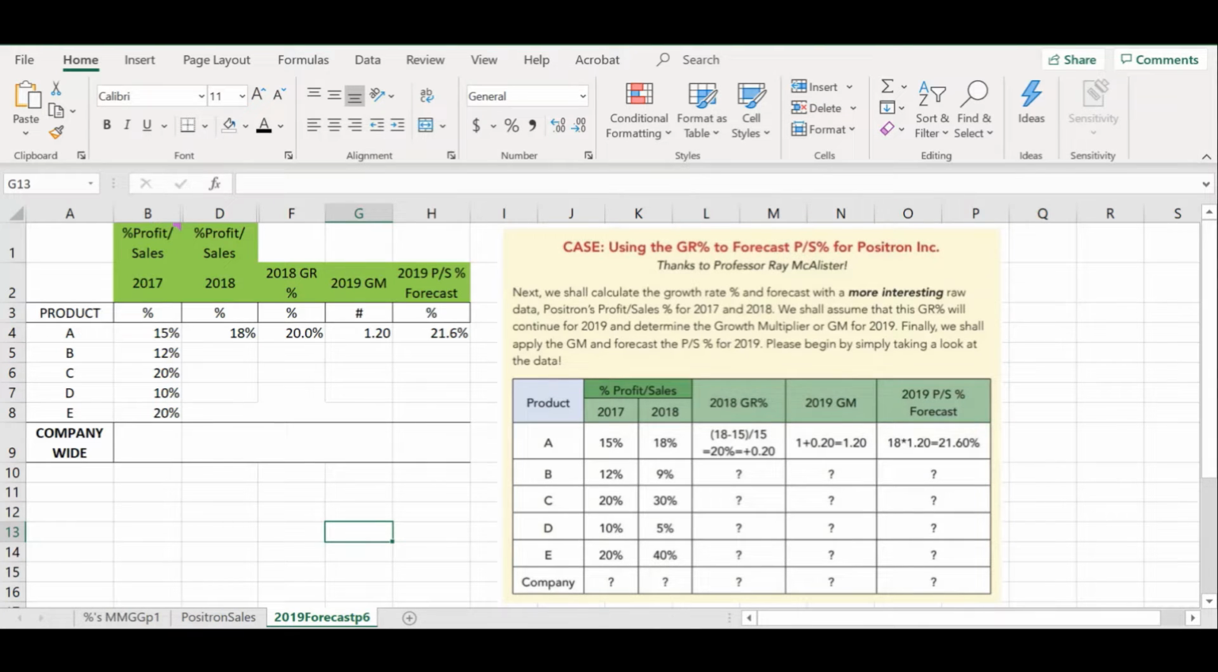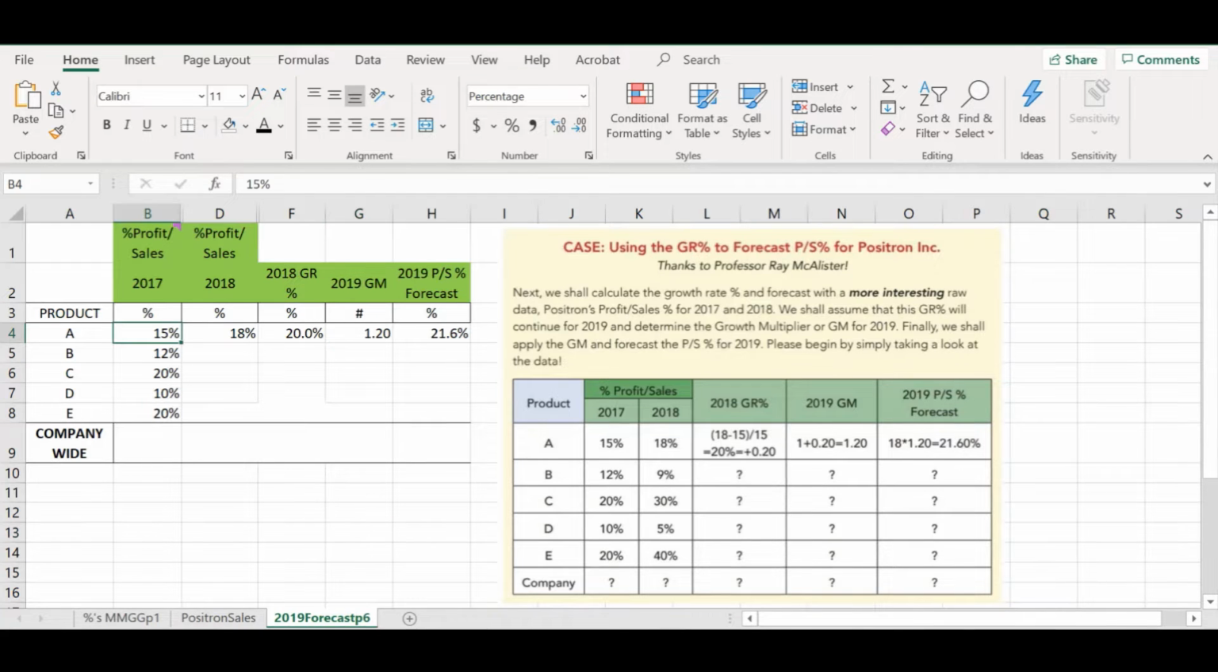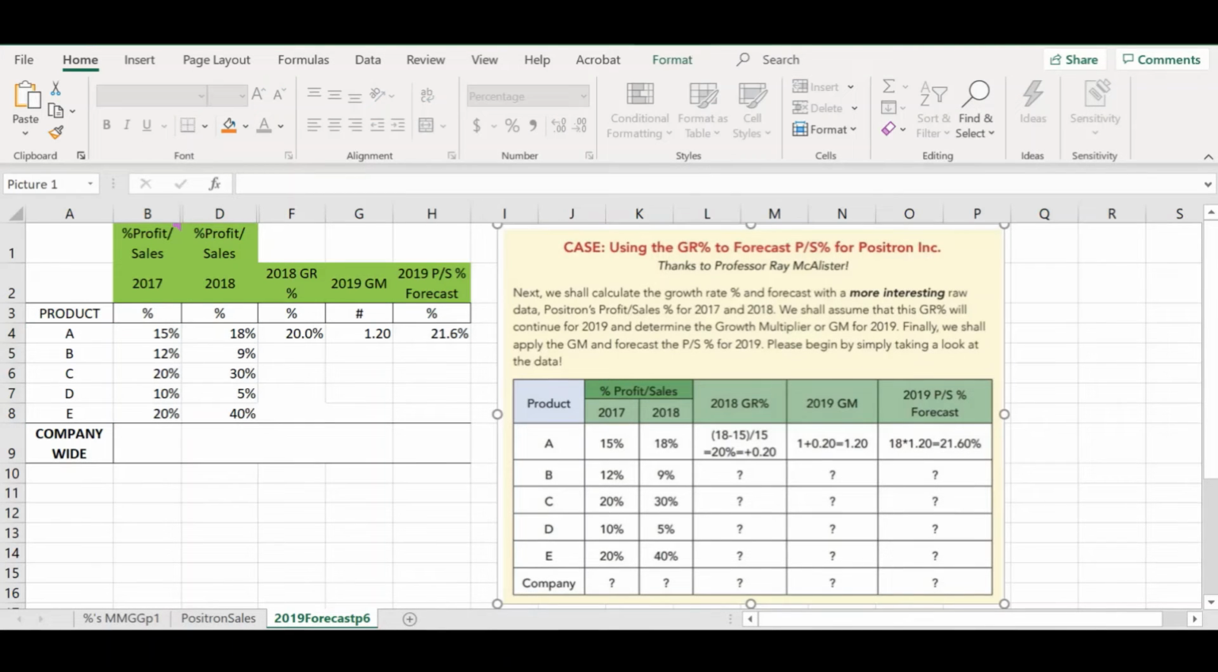Okay, so I already had a video on Positron and doing a sales forecast based on sales revenues. Okay, so now what we're going to do is consider profit. The very first thing we have to do is look at the numbers we've been given and read them very carefully as profit, percent profit. When we see this 15%, it's not 15% of sales, it's that 15% of the sales happens to be profit.